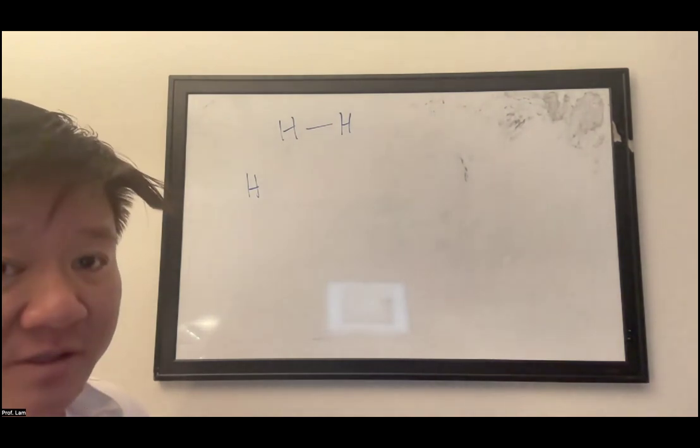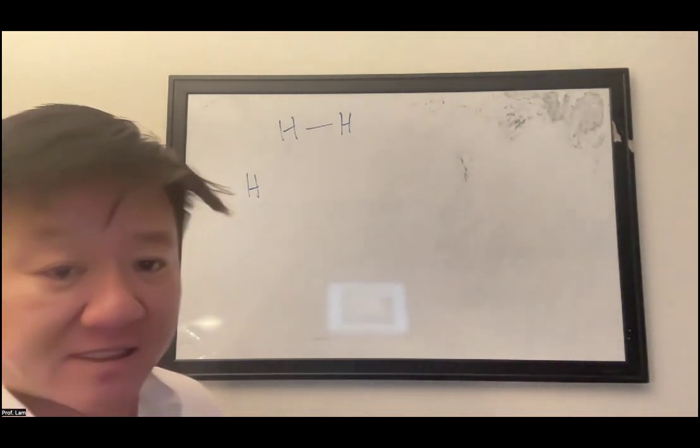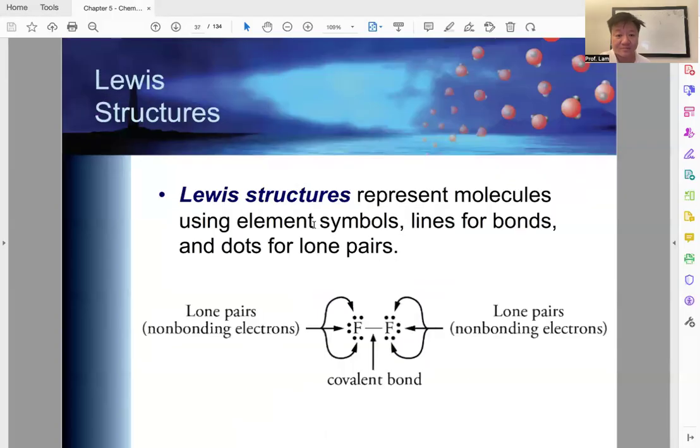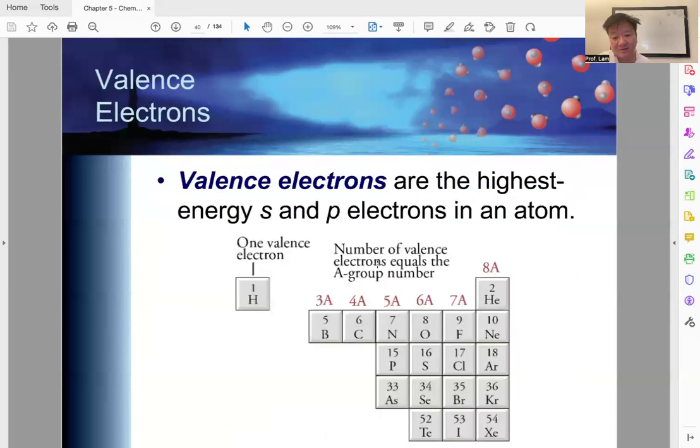To find out the valence electrons of an atom, it's actually very easy. All you need to do is go to your periodic table and look up the group number. That's the column number. For example, hydrogen is in group 1A, so it only has one valence electron. If you look at fluorine, you see that fluorine is in group 7A. So fluorine has how many valence electrons? 7. And all of the group 7A elements have 7 valence electrons.